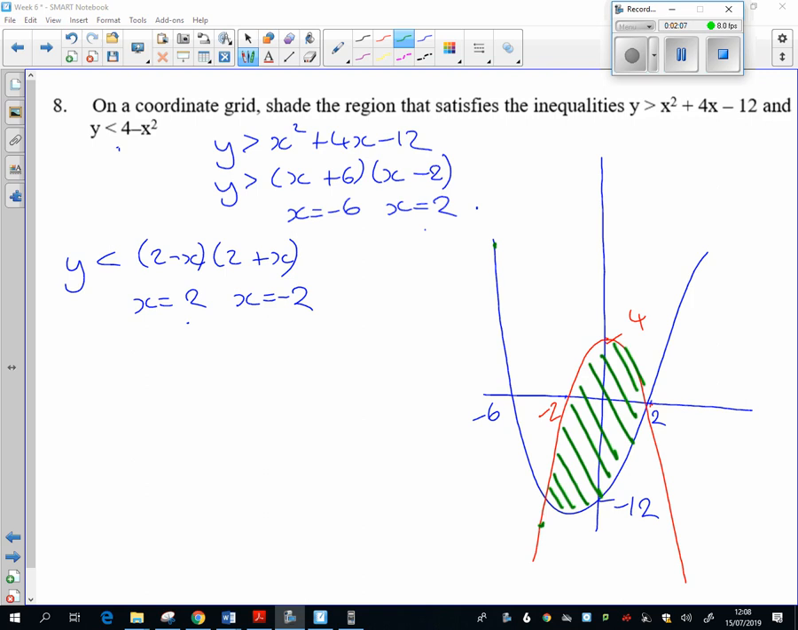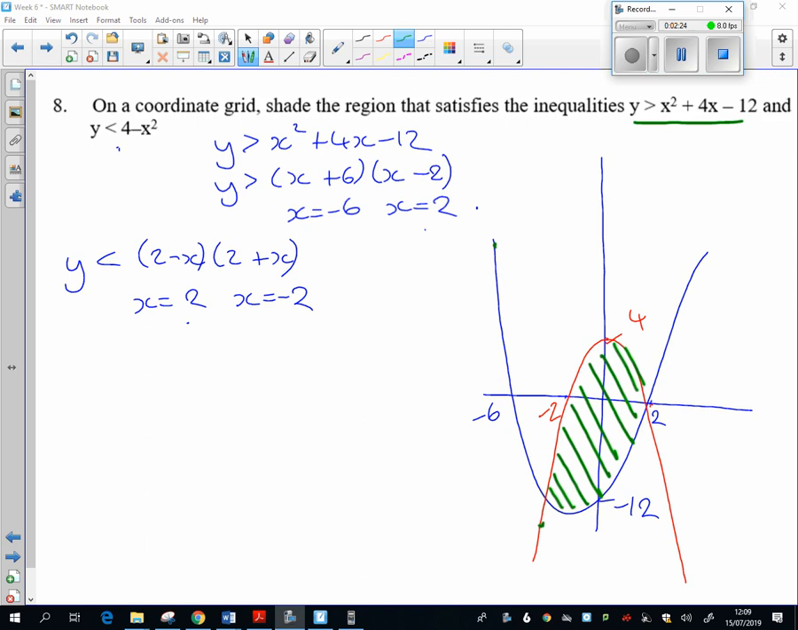What you might do is, if you're not totally sure, sketch that region, so sketch everything above that quadratic, then sketch everything below the other quadratic, and then just keep the bits where it overlaps. Okay, so that's our overlapping region.